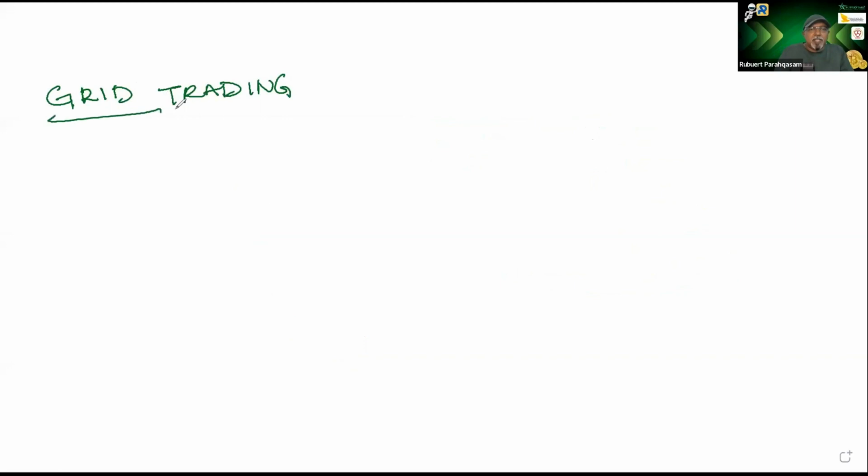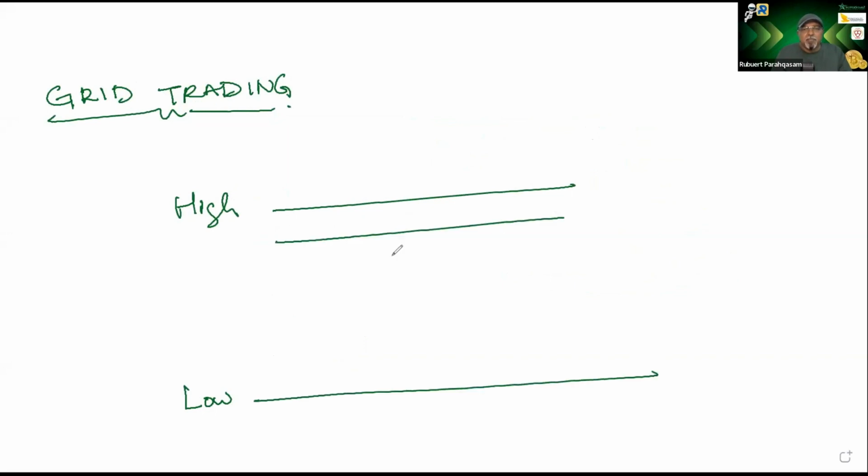Grid trading works like this. There will be two prices. We have the low price. Sorry, the low price should be at the bottom. Let me just erase this off and draw this again. We'll have two prices, low, and another price called high. Between this low price and the high price, we will create bands or grids.